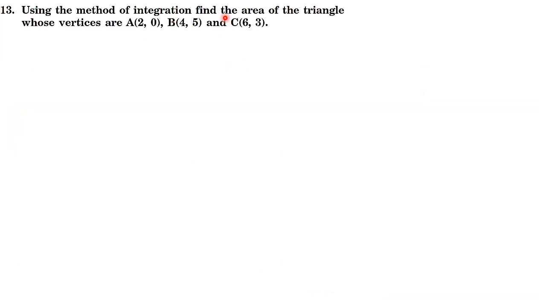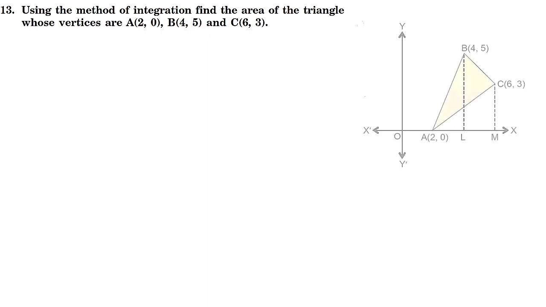Using the method of integration, find the area of the triangle whose vertices are A(2,0), B(4,5) and C(6,3). So here the problem is there are no equations, only points. It's not a problem. We know how to find the equation of a line passing through 2 given points. So that way we can find it out. First of all, let's plot it.